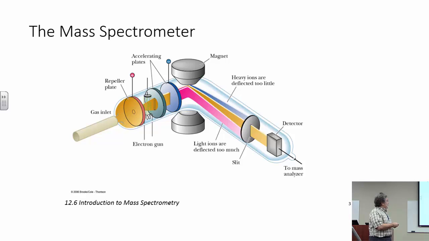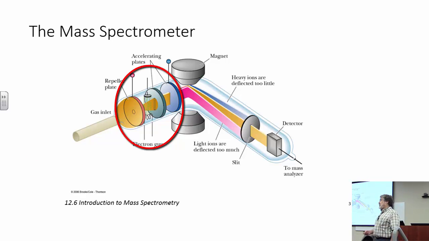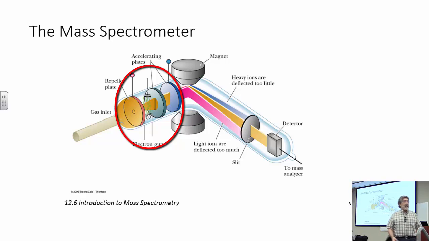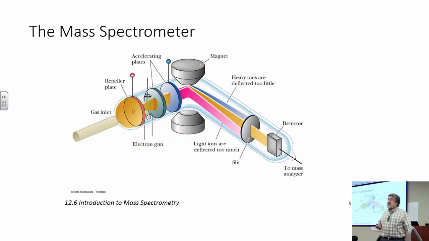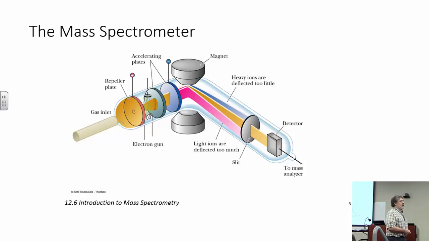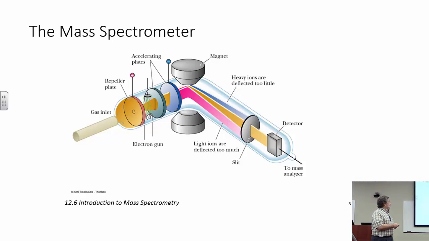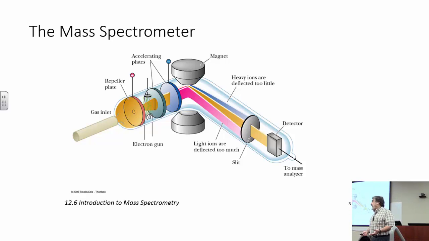So a sample's introduced, there's a gas that drives it through the instrument. It hits an electron gun, about 70 electron volts bombards the compound and ionizes it. Why? Because it knocks one of the electrons of the molecule out of orbit permanently. So it ionizes the molecule, these rates accelerate it, and once the molecule has a charge, it can be deflected by a magnetic field.